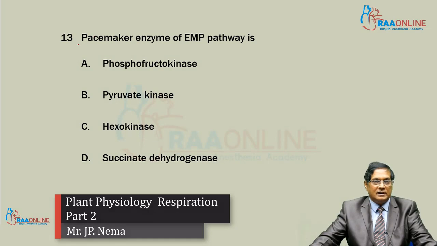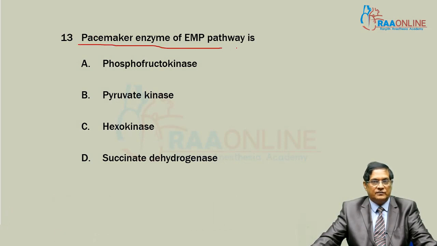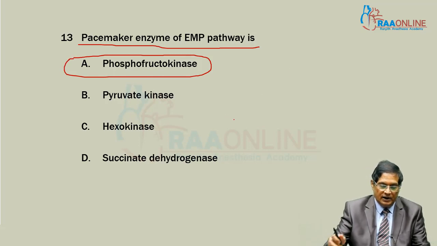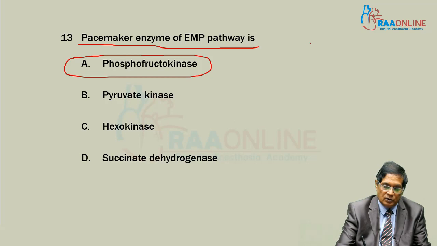Then pacemaker enzyme. This is a question for pre-medical. This enzyme is phosphofructokinase. This is the pacemaker enzyme. Why pacemaker? Glucose is converted into glucose 6-phosphate. This is the hexokinase enzyme.